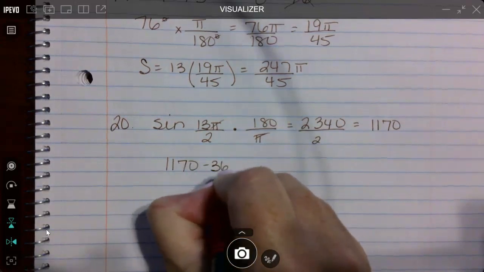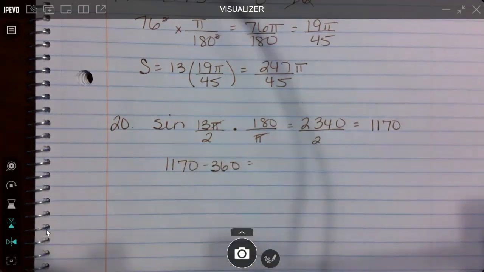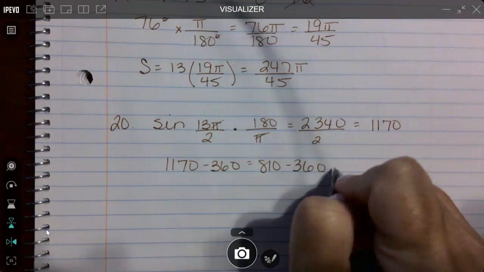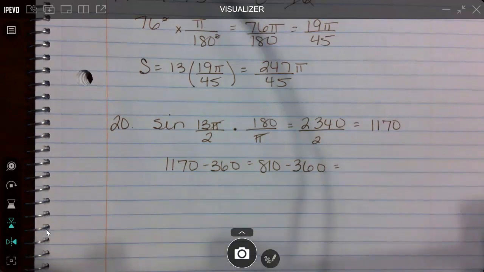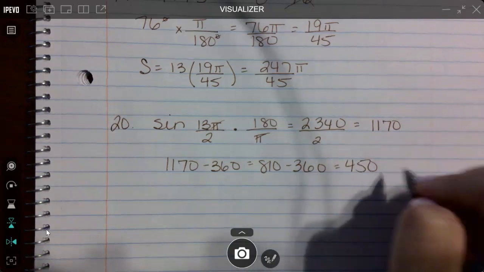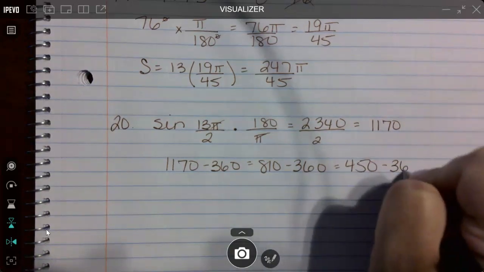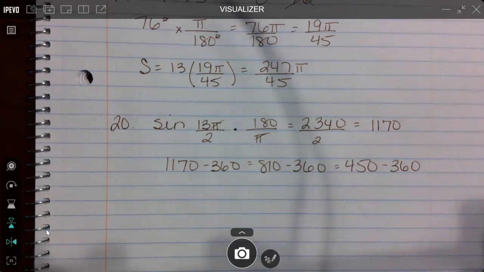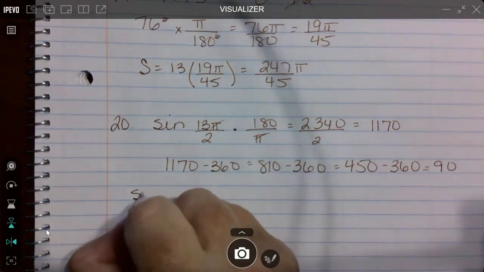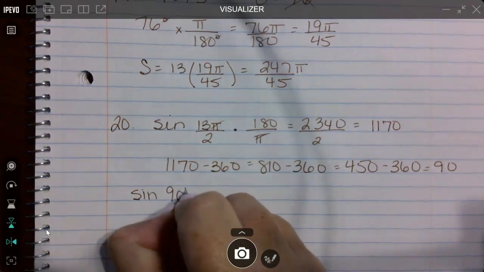We're going to subtract 360, and I got 810. Still too big, so we're going to subtract 360 again. We get 450. One more time, and we get 90. So the real question here is, what is sine of 90 degrees?